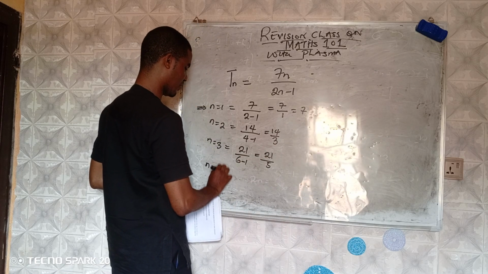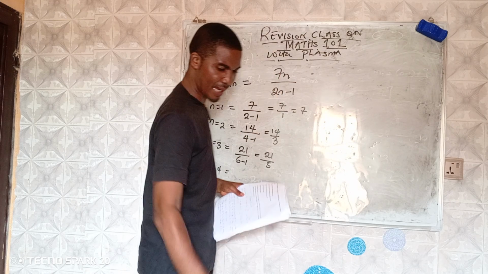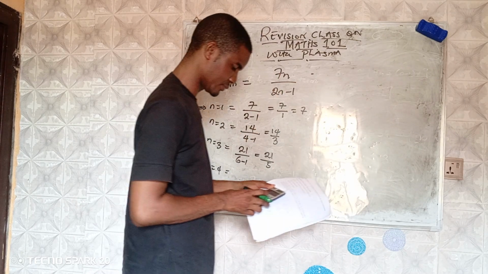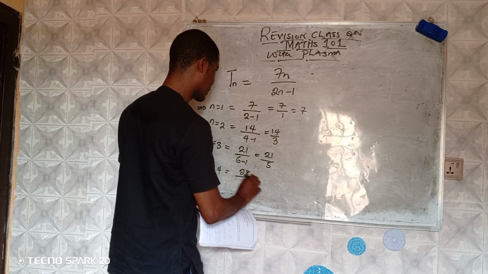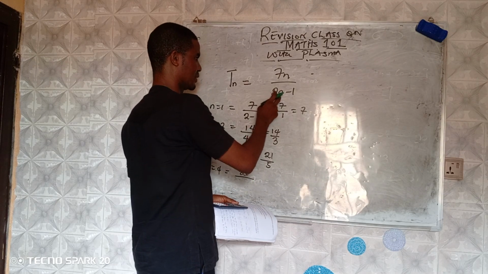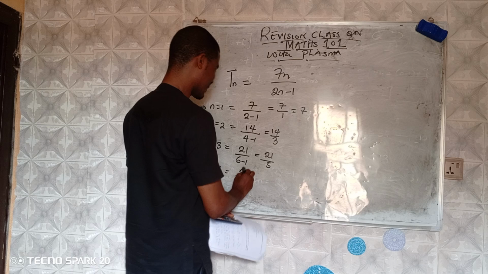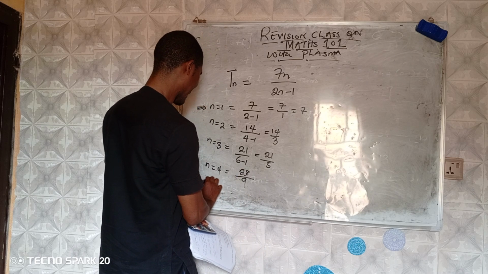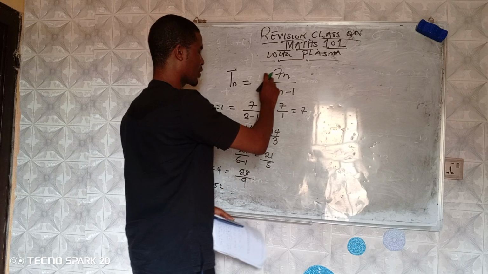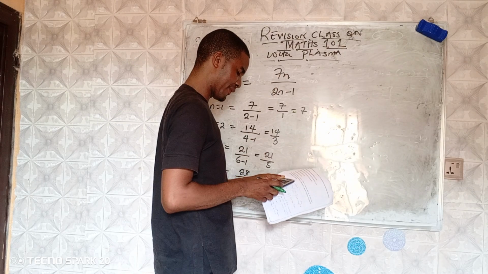When n is equal to 4, I'm going to be having 7 times 4 is 28. And 4 times 2 is 8. 8 minus 1 is 9. So I'm going to be having 28 over 9. Then when n is equal to 5, I'm going to be having 7 times 5 is 35.